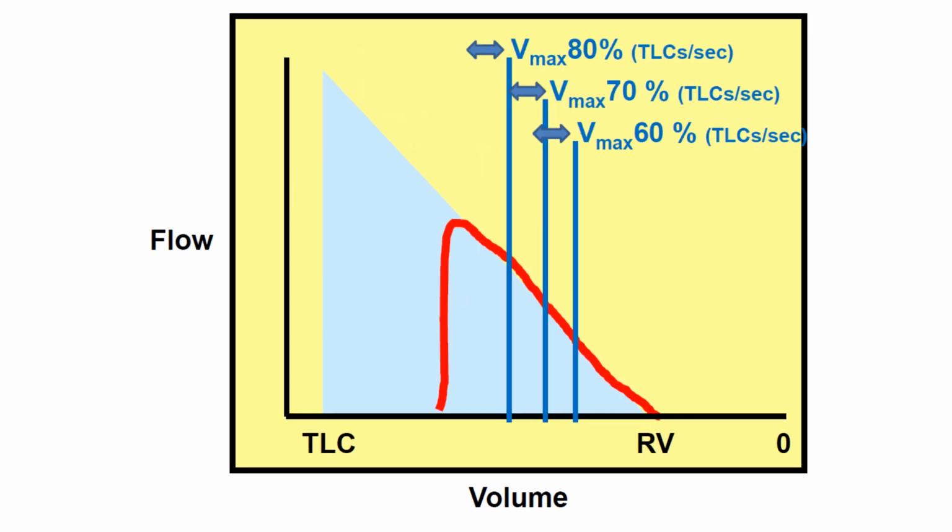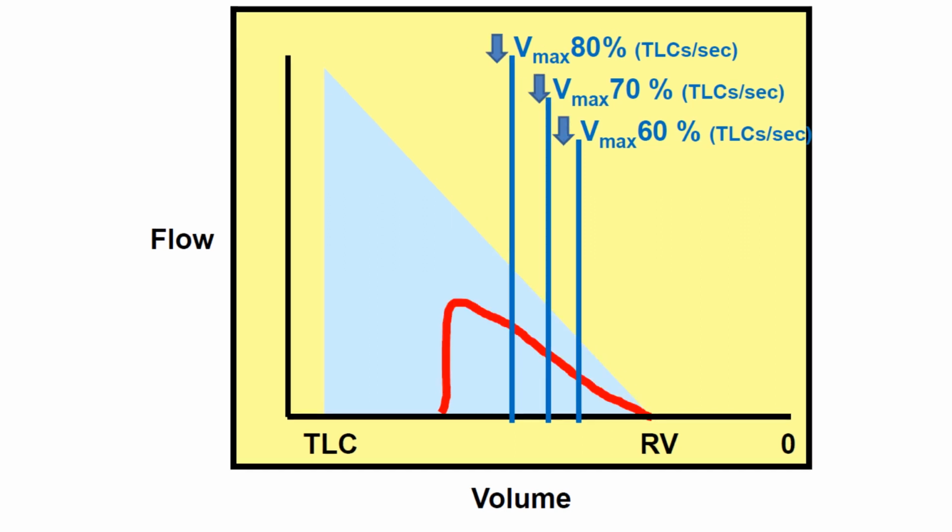For restrictive disease, this might be the normal situation here. These have normal Vmaxes, right? But if they have airway obstruction in addition, right, then these values are going to be decreased.